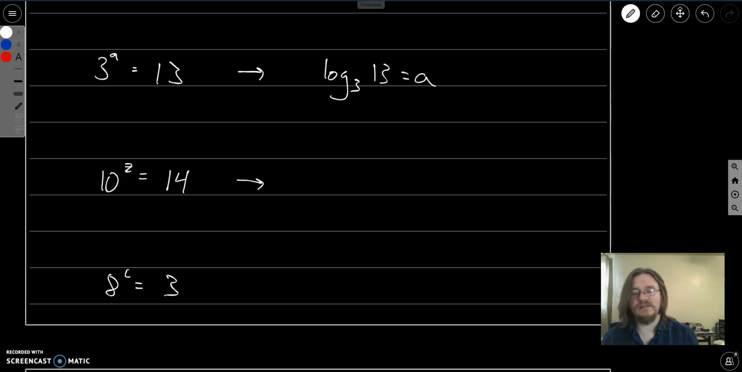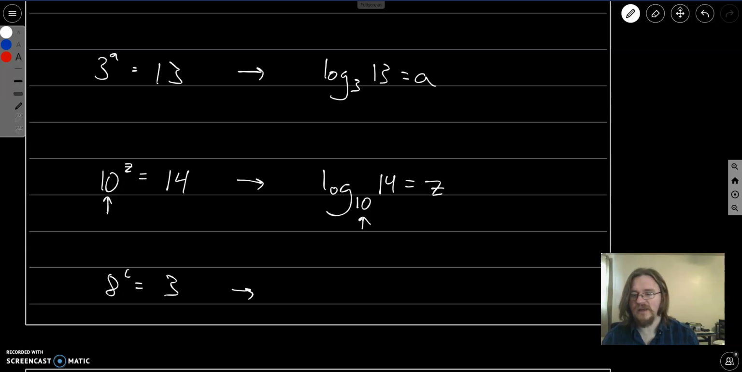So 10 to the z is equal to 14. This means the log base 10 of 14 is equal to z. Again, z was my exponent. This is what I've solved for. The base of the exponent is the same as the base of the logarithm, and I have to take the logarithm of something. So this is going to be the log of 14.